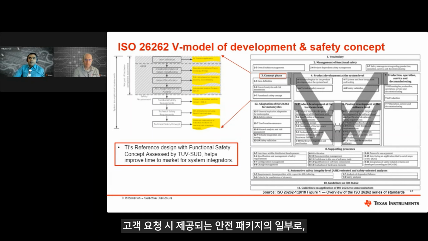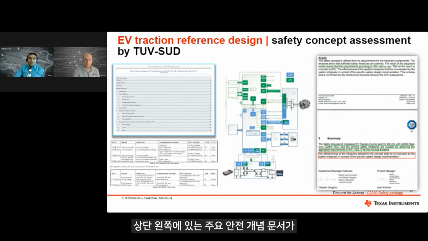As part of the safety package available for customers on request, it includes the main safety concept document on the top left. This explains the safety goals, assumptions of the system block diagram, followed by the detailed analysis at the system safety function implementation. The safety assessment report from the independent third-party assessor is also included in this package.